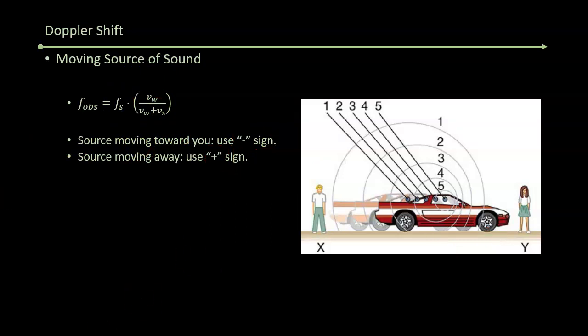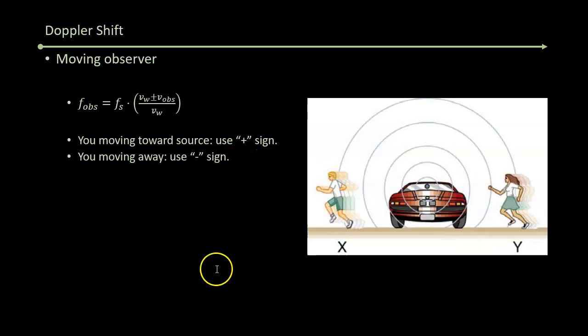Let's move on and look and see what happens if the person is moving, right? So now the observer is moving. The equation is different. We've got VW plus or minus V observer over VW. The principles are the same. If you're the observer running toward the car, you're running into sound waves as they come towards you. That means you need this plus sign here to make the numerator larger so that the frequency you observe is higher.